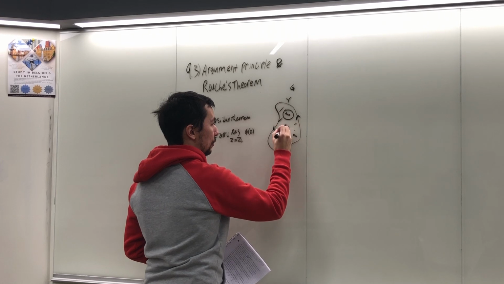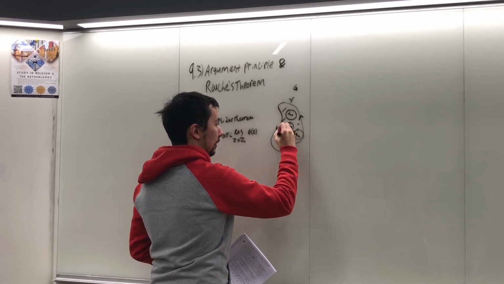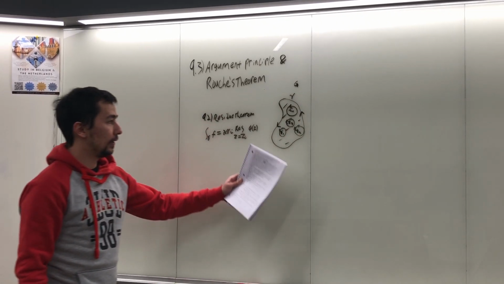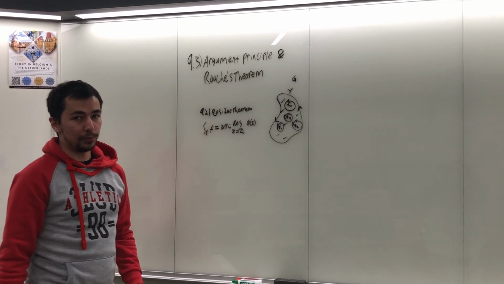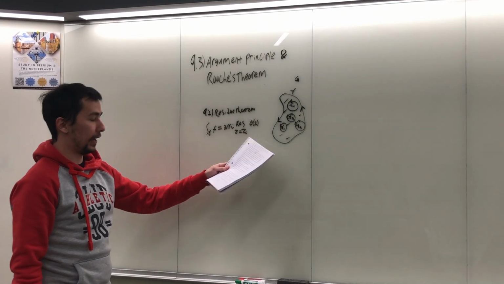And basically what we can do is we can draw these little curves around each one, and we can calculate the residues of all those points right here with a function that's holomorphic everywhere around those points except for those points, and then we can get the integral of the entire area from that.